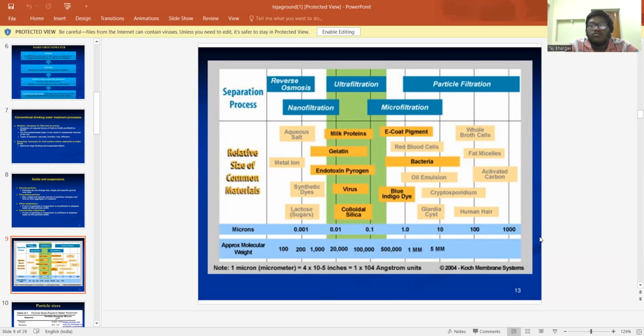Microns involves sizes of 0.001, 0.01, 0.1, 1.0, 10, 100, and 1000. Approximate molecular weight will be around 100, 200, 1000, 20,000, 1 lakh, 5 lakh, 1 million, and 5 million. Here we have to know one thing: 1 micron, that is 1 micrometer, is equal to 4 times 10 to the power minus 5 inches, that is 1 times 10 to the power 4 angstrom units.